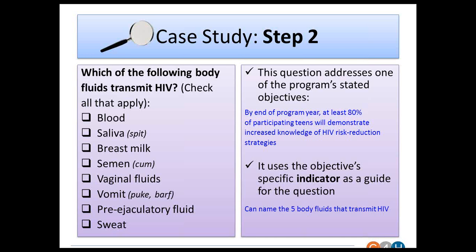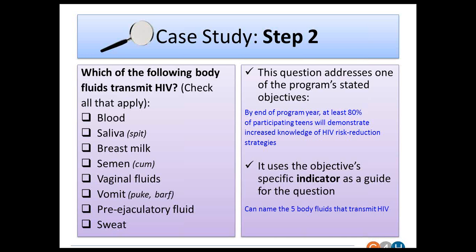So we want the participant to be able to select all 5, but we've thrown in some other plausible answers so it's not too easy for the participant. In a real situation, we might have even more answer choices than this, and we also might include slang terms for these fluids that the participant might be more familiar with.